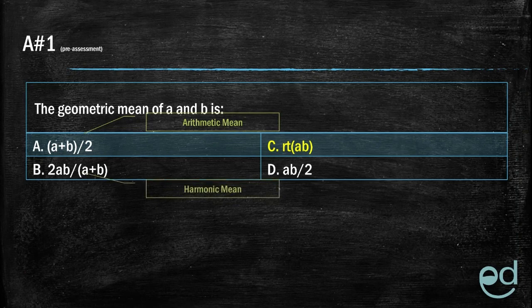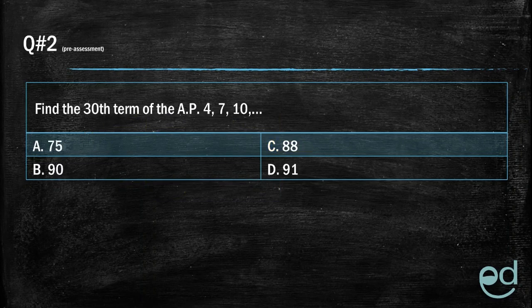Question number 2. Find the 30th term of the arithmetic progression 4, 7. A. 75, B. 90, C. 88, or D. 91. Your timer starts now.